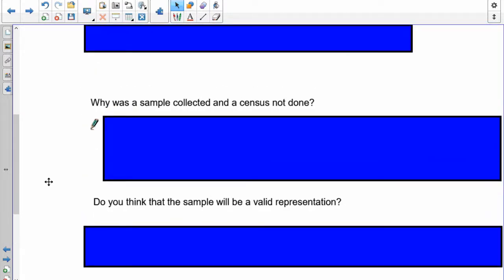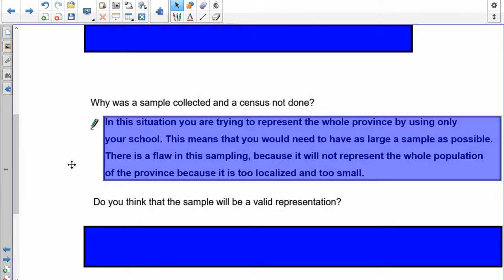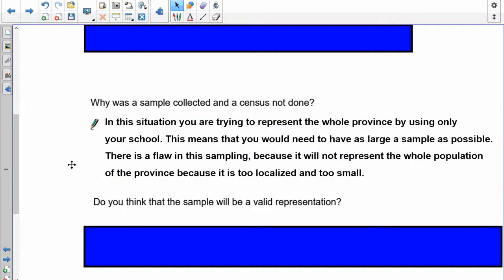Okay, so why was a sample collected and a census not done? Okay, so pause the recording and tell me why. Okay, well, this particular question, I've included it because there's some issues with it. First off, number one, you can't ask every student in the province. It's too expensive. You're talking about every school, every student, every classroom. That's not going to work. That's why you would have to use a sample.